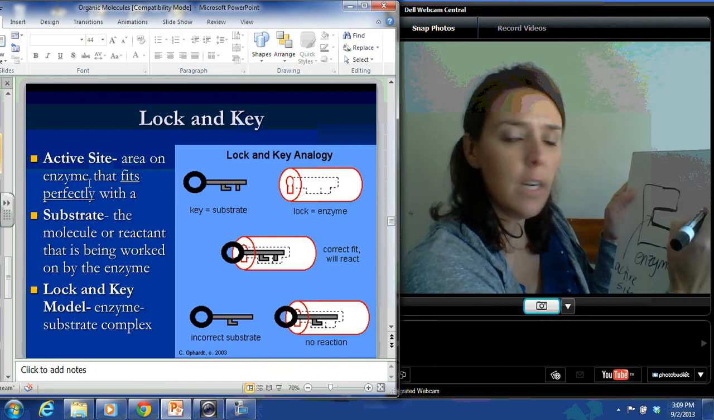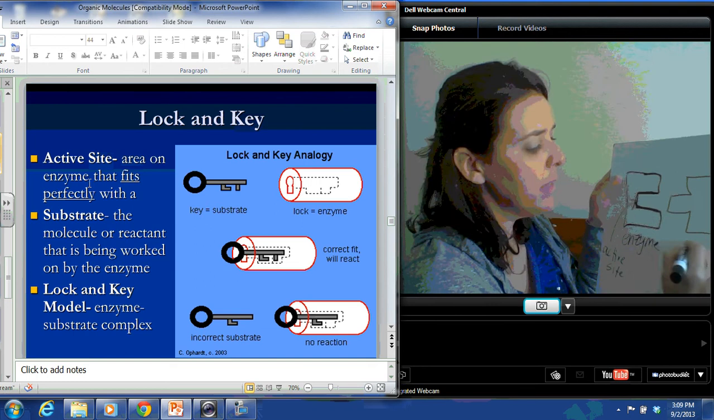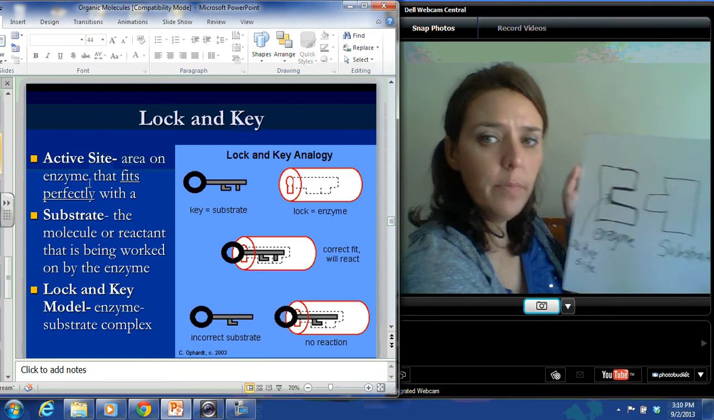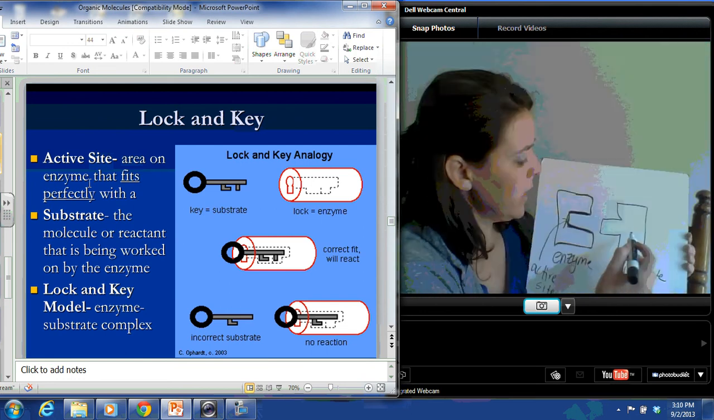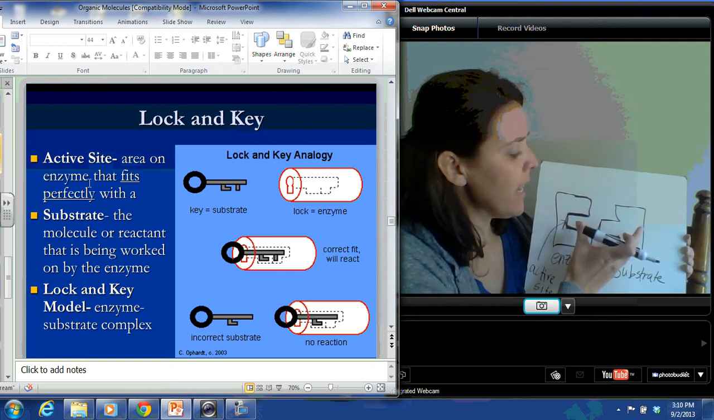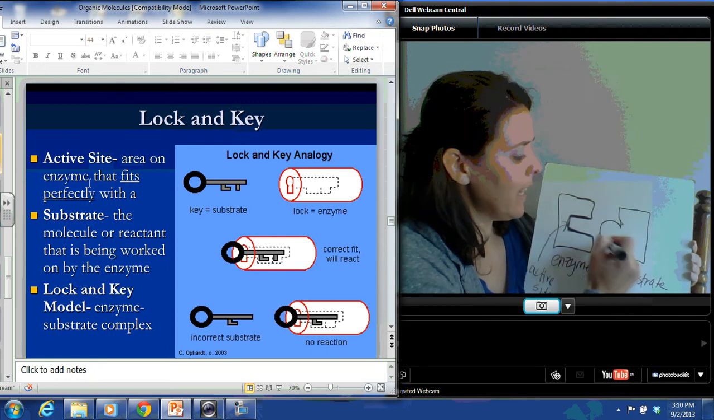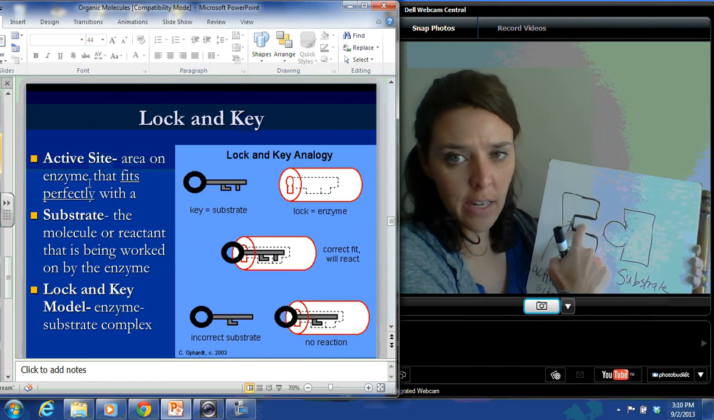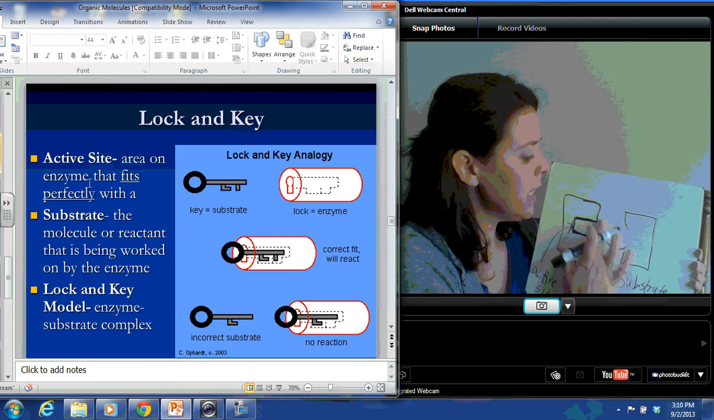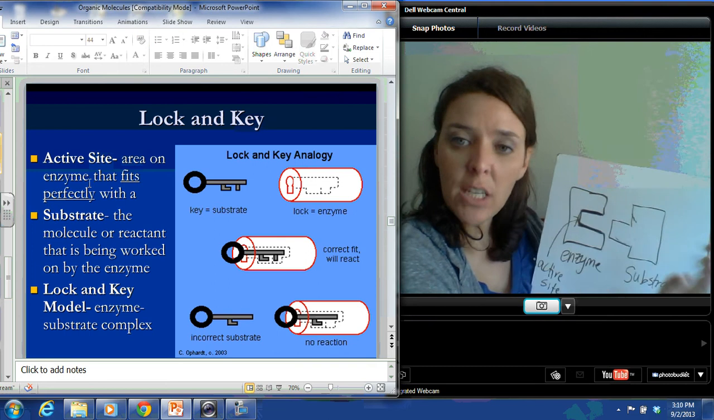So over here, I'm going to draw what is referred to as a substrate. This substrate, if you can see, is the same shape as this active site, and so they can combine together. But if I had a substrate that looked like this, it would not fit in there, and it would not react. So in order for an enzyme to work, it has to be very specific, and it works with an exact match, kind of like a puzzle piece.